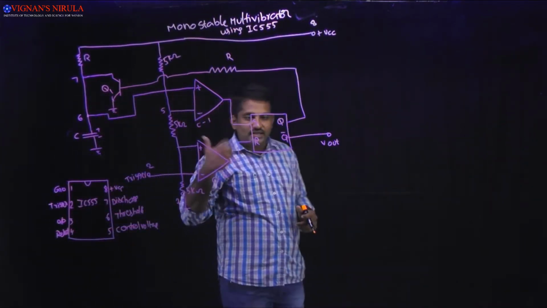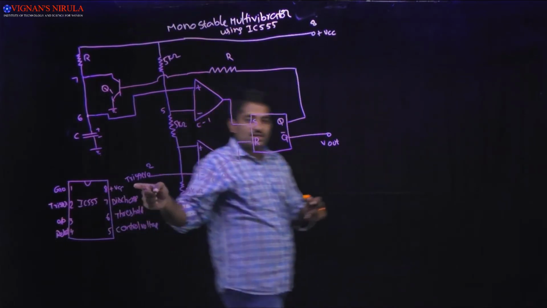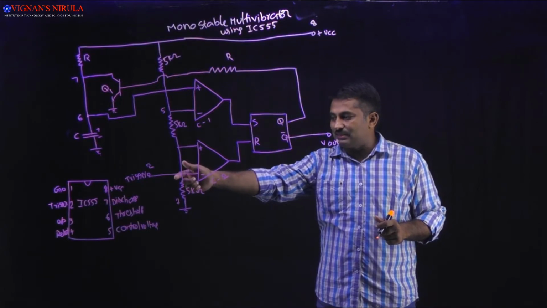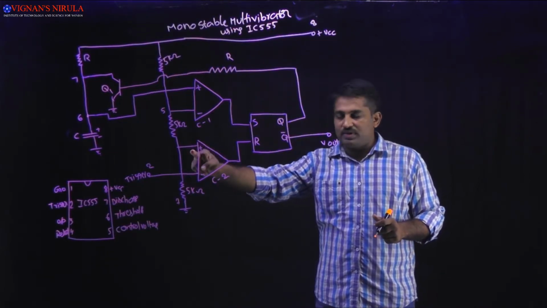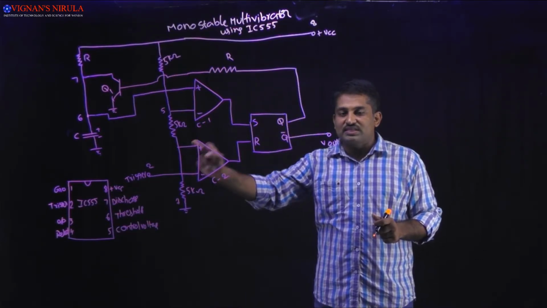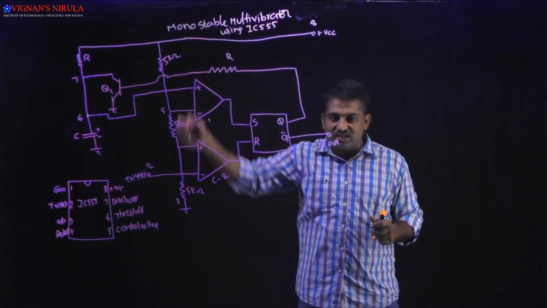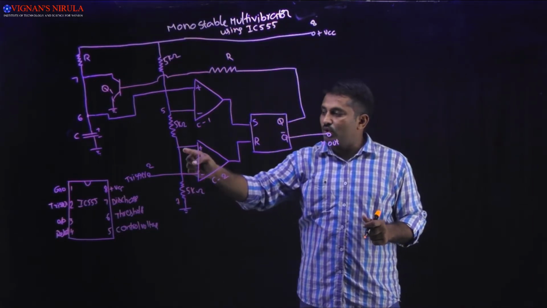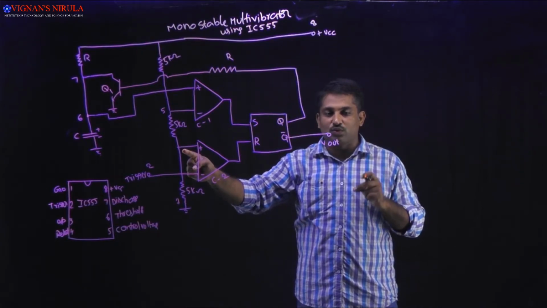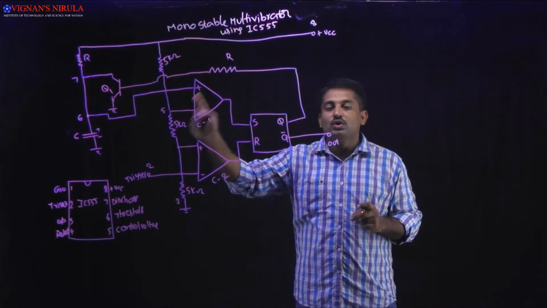Now I am applying an external trigger pulse at this second pin. Here the voltage is set to 1/3 VCC. Already we discussed this while discussing IC555: because of the three equal-resistor potential divider, the voltage at the non-inverting input terminal of comparator 1 is set to 1/3 VCC, and the inverting input terminal of the comparator is set to 2/3 VCC.